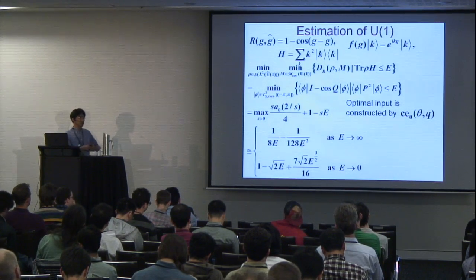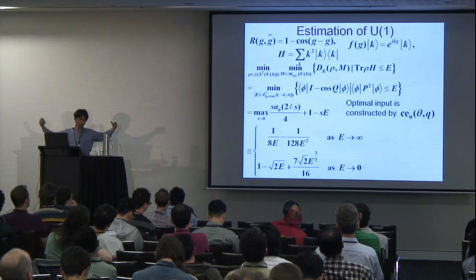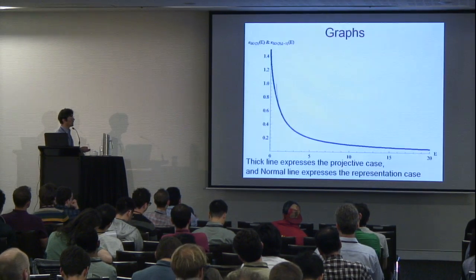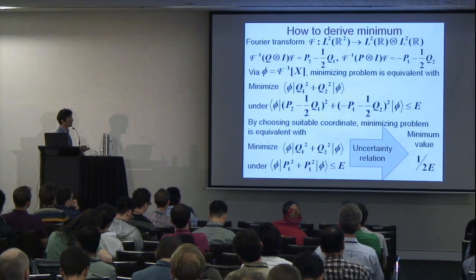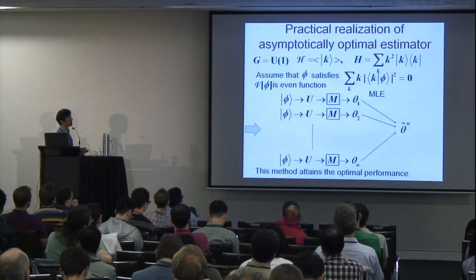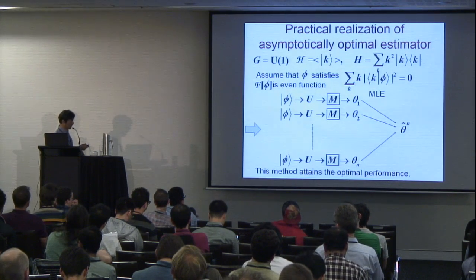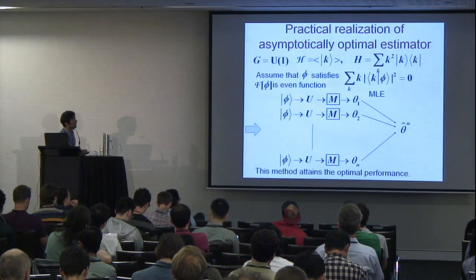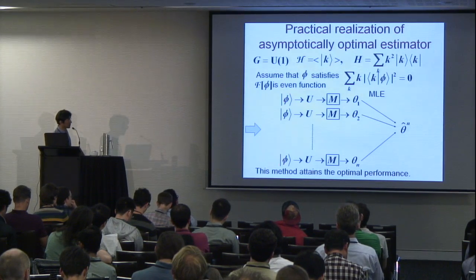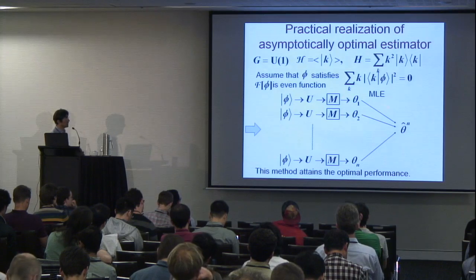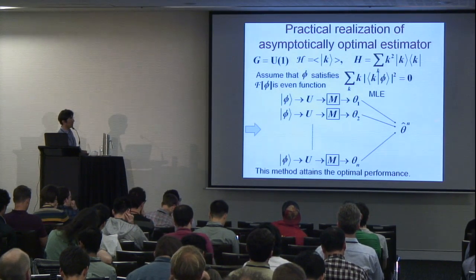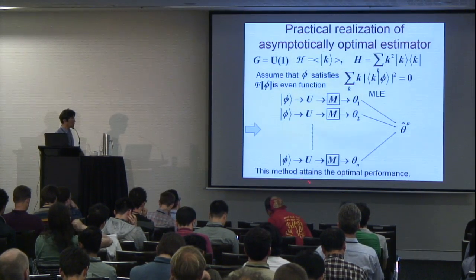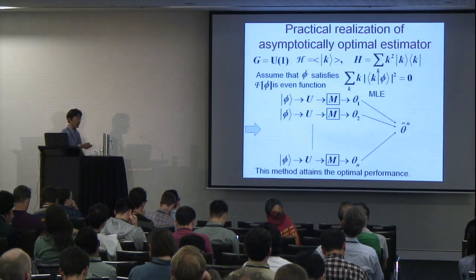So how to attain this first order? Usually we have to consider a very big system, and we consider optimization on the very big system. But we don't need such a process to realize only first order optimality. In that case, it is enough to consider only a two-dimensional system, and we prepare one input state and repeat the same process so many times. Then the total energy is E, and the minimum mean square error behaves in the optimal way. So this method attains the optimum performance. In this case, we don't need any entanglement.